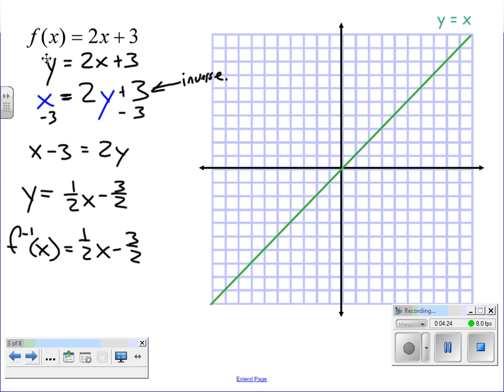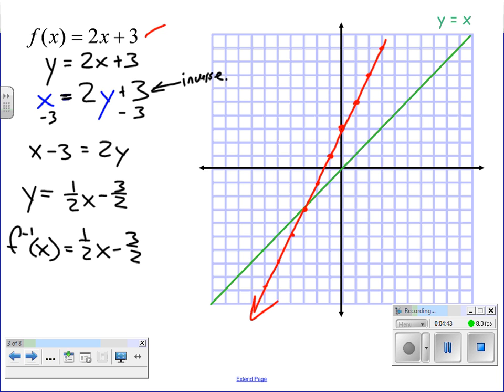So let's graph these two lines. Again, in red, I'll graph the original function, 2x plus 3: 1, 2, 3. We have a slope of 2. Okay, and notice I'm going to keep going and get a nice clean line here.